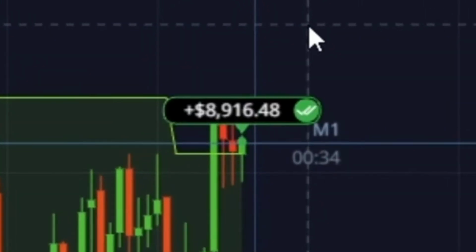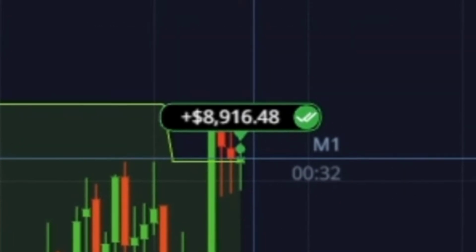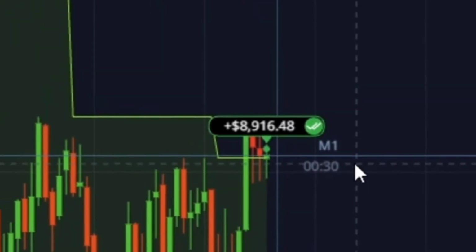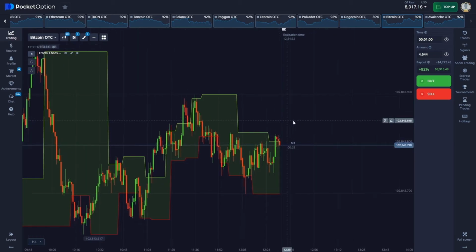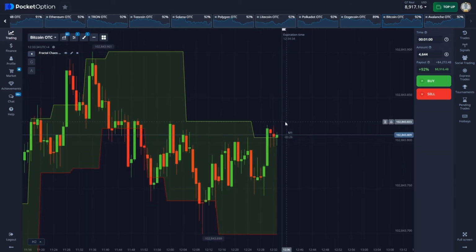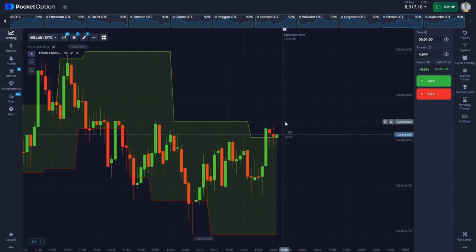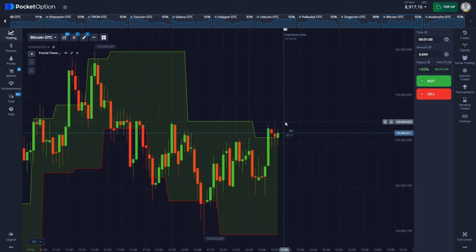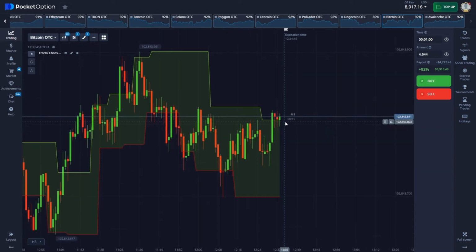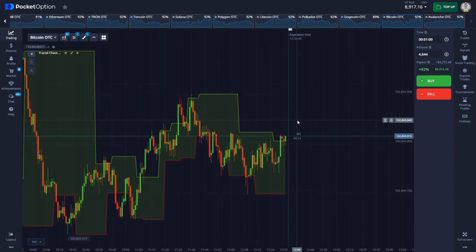Only a few seconds left and I won another trade. Now my balance has turned into $8,917. Let's try to find a trade for $8,917 with the help of this new fractal indicator. As you can see on Bitcoin, the candle became a solid green candle from the level. You can see it. So let's find another trade.